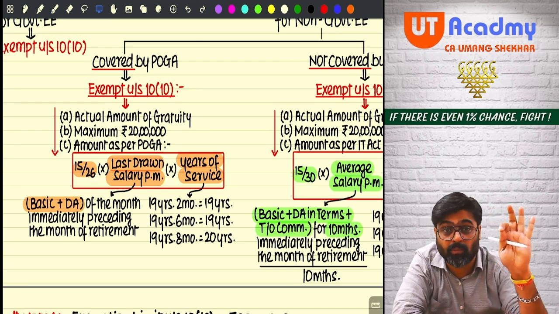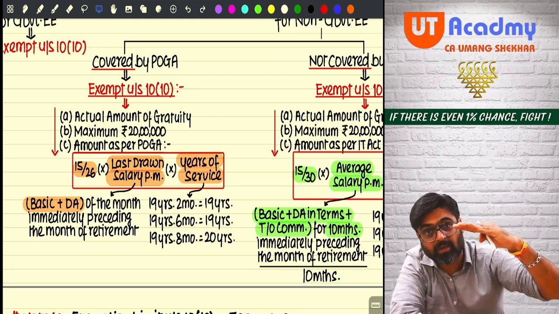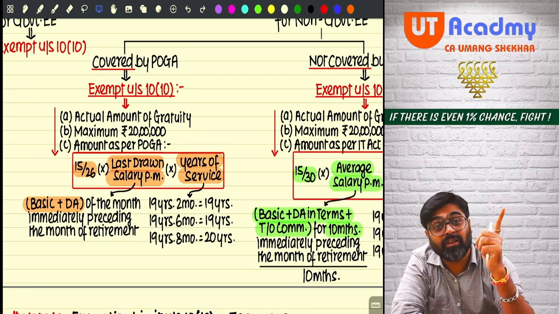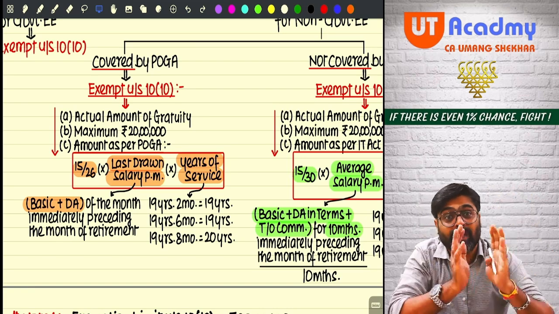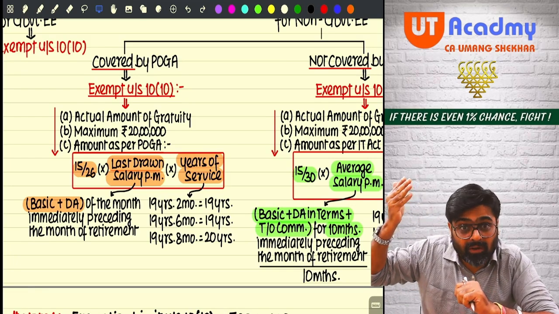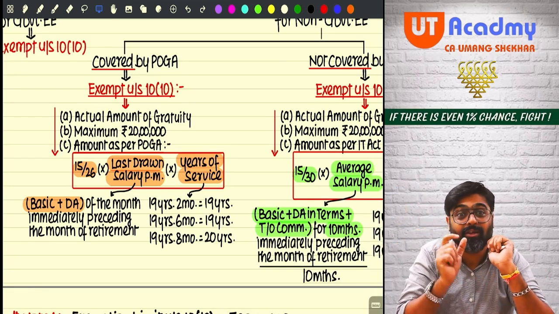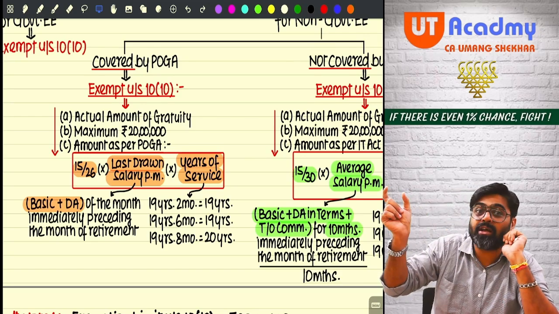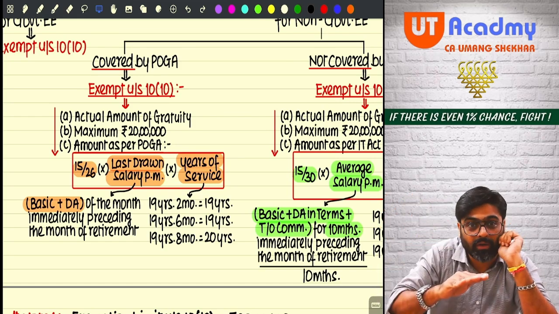Two, maximum 20 lakhs. The gratuity exemption cannot be more than 20. So there is a limit of exemption, 20 lakhs. Yes or no? And the third, since you are getting this gratuity because you were covered by POGA, there is something written in POGA also, no? Even that law will say how much gratuity you should get. So the limit which is prescribed under the Payment of Gratuity Act, which you should get as what?